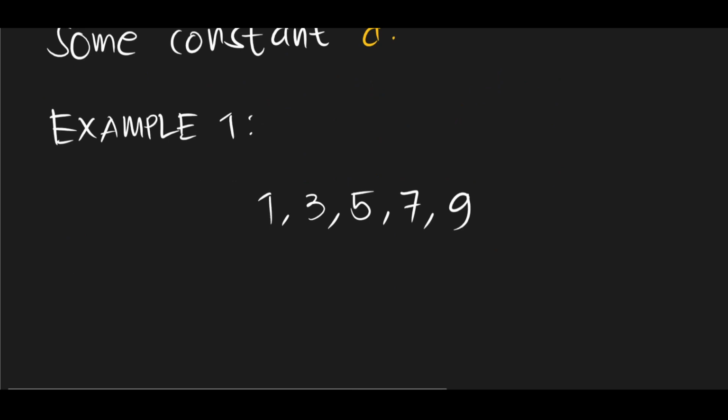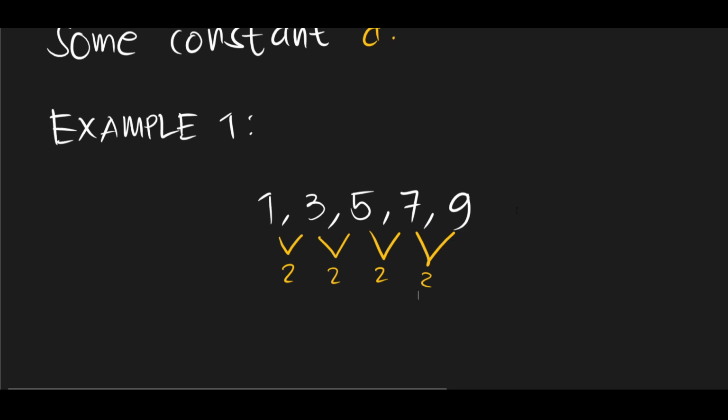Let's say we have here 1, 3, 5, 7, and 9. So 3 minus 1, that is 2, right? 5 minus 3, that is 2. 7 minus 5, that's 2. 9 minus 7, that's 2. So this is an arithmetic sequence because we have a constant added to each term to get the next term. That's basically it.